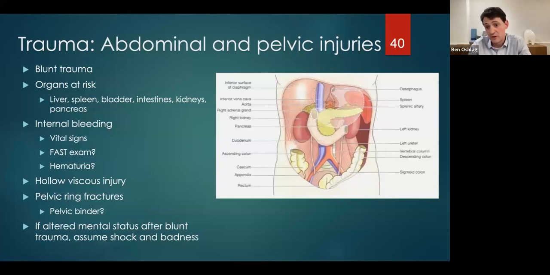Are they at risk for a pelvic fracture? Do they have a fall from a height, like off a 10-meter diving board or something like that, where you may have some internal bleeding that might benefit from a pelvic binder? You can even use a sheet to tie them, just to provide some tamponade for internal bleeding. So if you have significant blunt trauma and you have altered mental status, just baseline assume there's shock and badness and get them to a hospital.